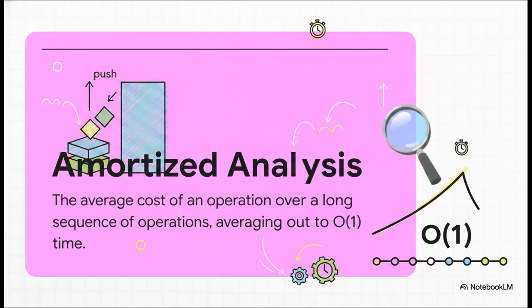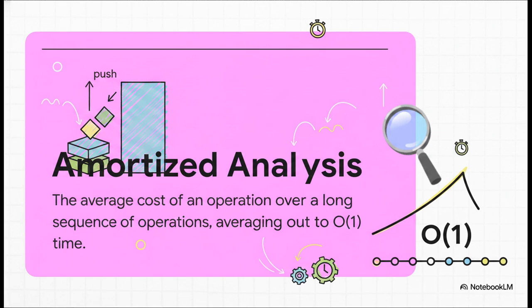And that brings us to this absolutely beautiful mathematical concept called amortized analysis. It's simply the average cost of an operation over a long sequence of operations. Amortized analysis proves mathematically that because that expensive resizing happens so rarely with the doubling strategy, the average cost of every single push operation remains an incredibly efficient O of 1. The heavy lifting is completely averaged out over time.